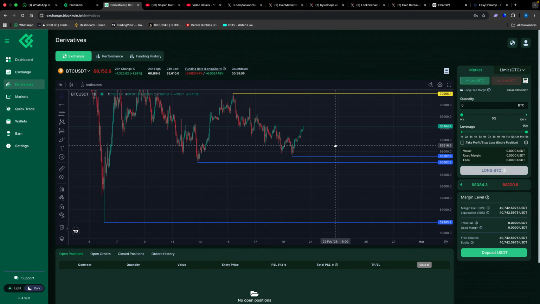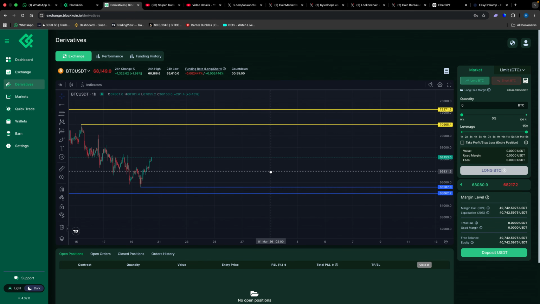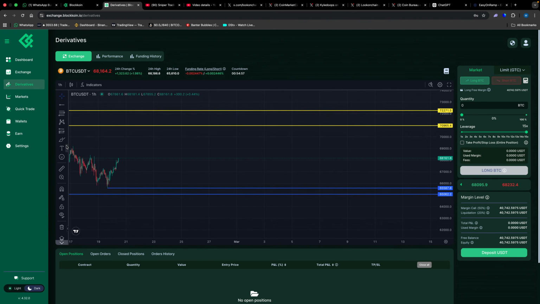Step 3 is understanding market structure. So price moves in 3 different ways, in 3 different patterns, and I can just show you over here.